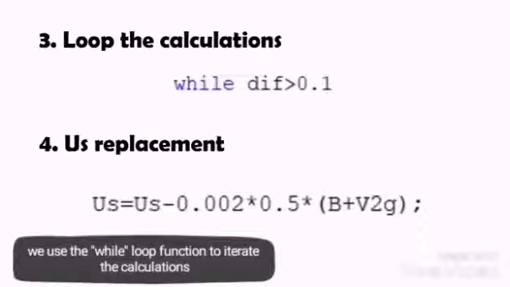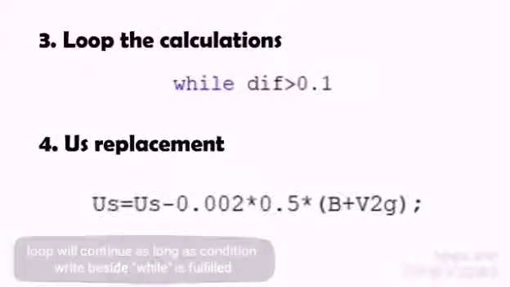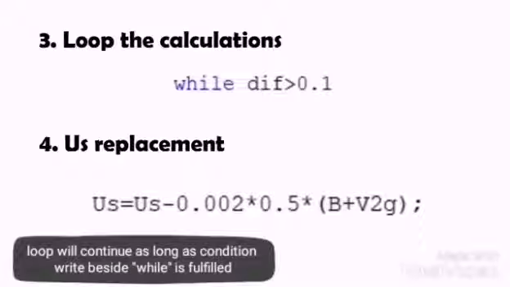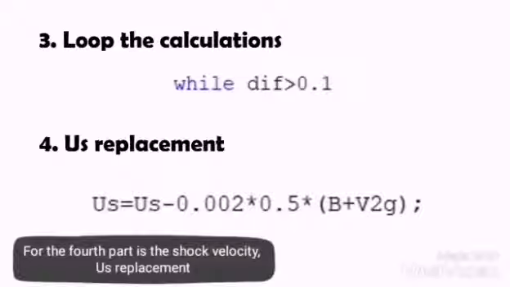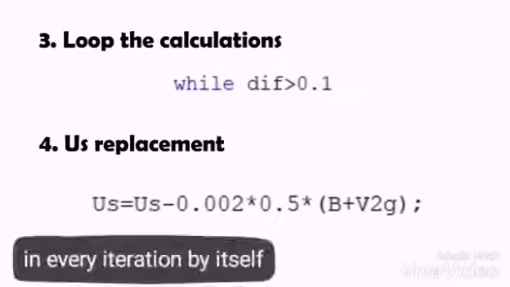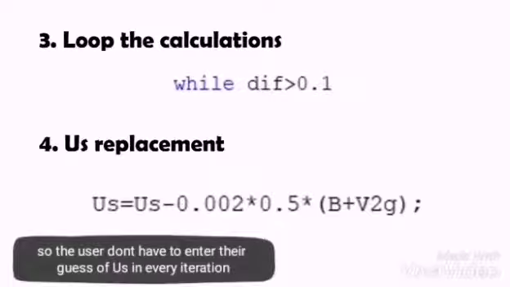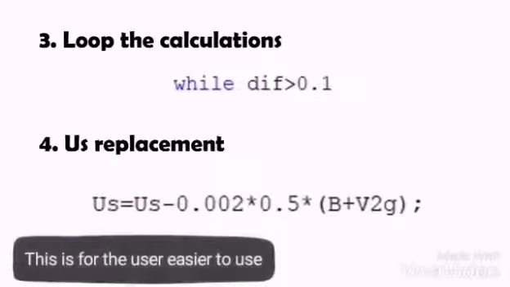We use the while loop function to iterate the calculation. The loop will continue as long as the condition right beside it is fulfilled. I will explain about the condition later. The fourth part is shock velocity US replacement. The equation below is used to renew the value of US in every iteration by itself, so that user doesn't have to enter their guess of US in every iteration. This is for user easier to use.